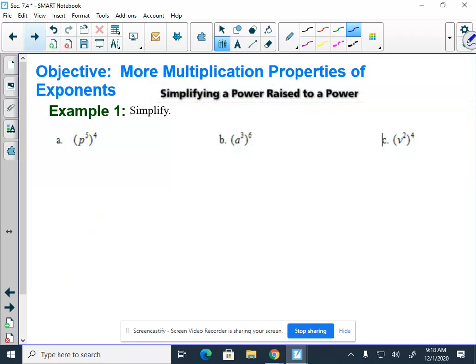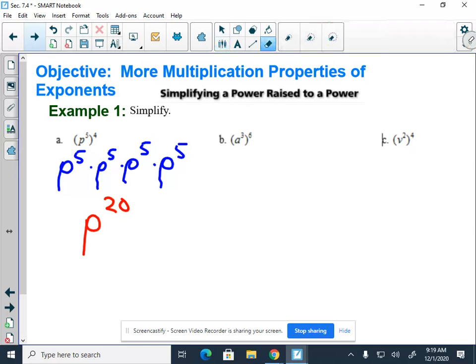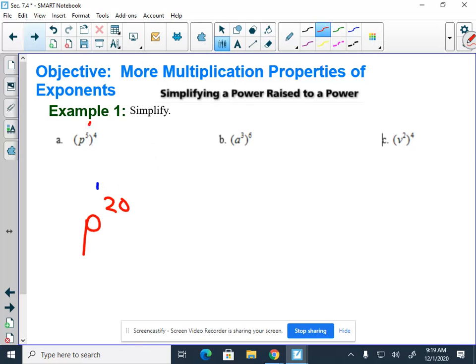So we're going to look at this one. Again, I'm going to do this one the long way. This would mean p to the 5 times p to the 5 times p to the 5 times p to the 5. Now, if we use our rules from the last section, 5 plus 5 plus 5 plus 5 is 20. You can get there much faster if you remember the rule. When it is a power raised to a power, you multiply and it becomes p to the 20th.